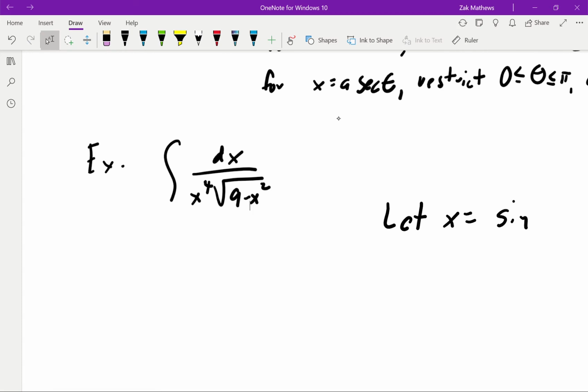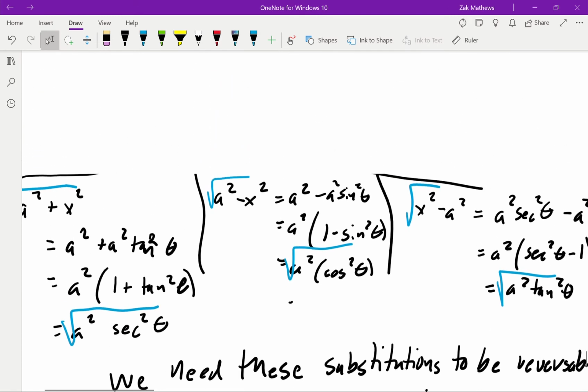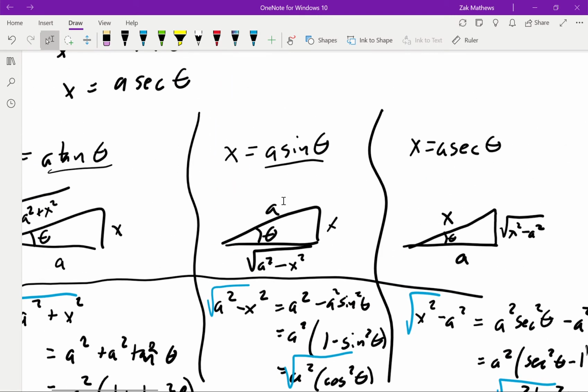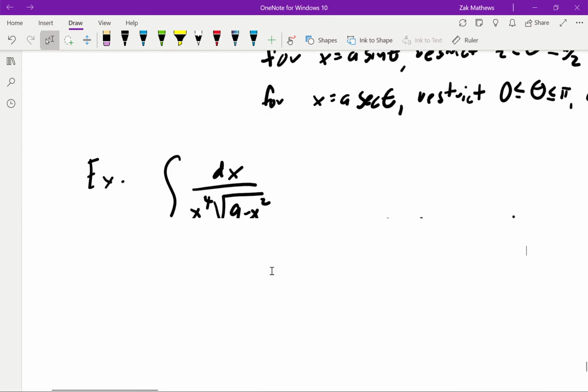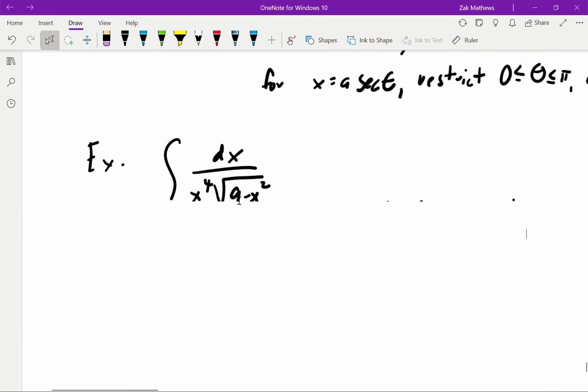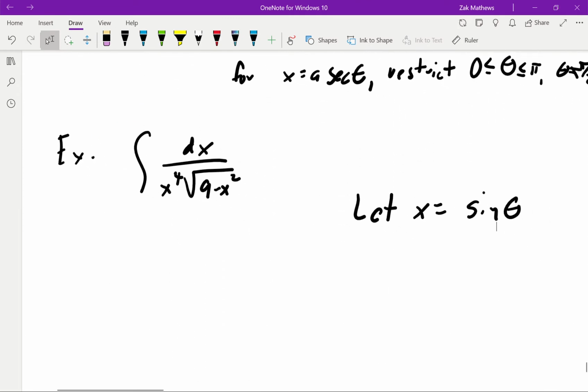Now the question is, what is that a? That a is not just a. And again, kind of compare to what we were doing up here. The a is whatever that first term is under that square root, but that's already been squared. So we need to take the square root of whatever's under that square root. So here being the 9, square root of 9, we need to be using a 3 for our a. So we're going to let x equal 3 sine theta.